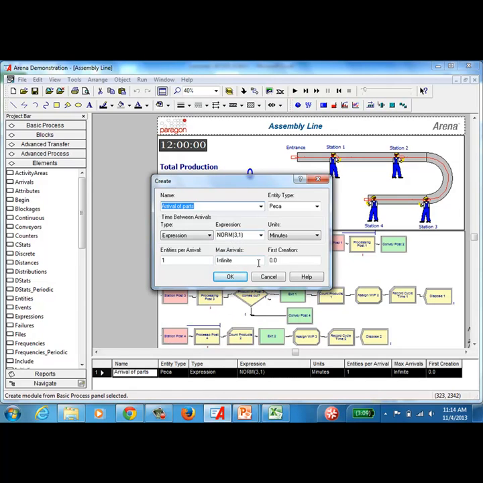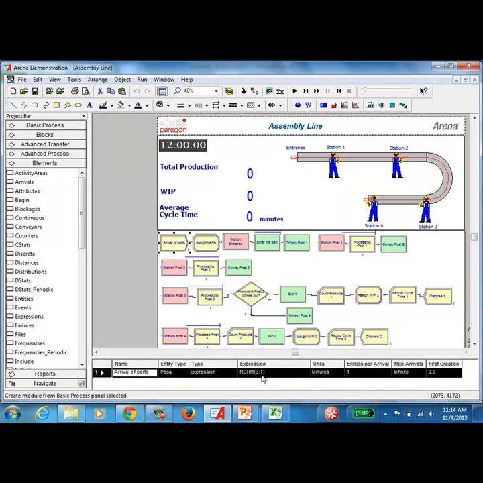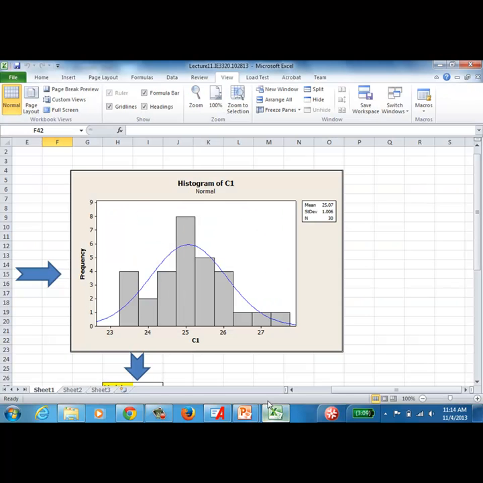My question for you is, what will happen to the system if instead of a normal 3 with standard deviation 1, we use the distribution that we have here, which is a normal with the mean of 25.07 minutes and a standard deviation of 1?